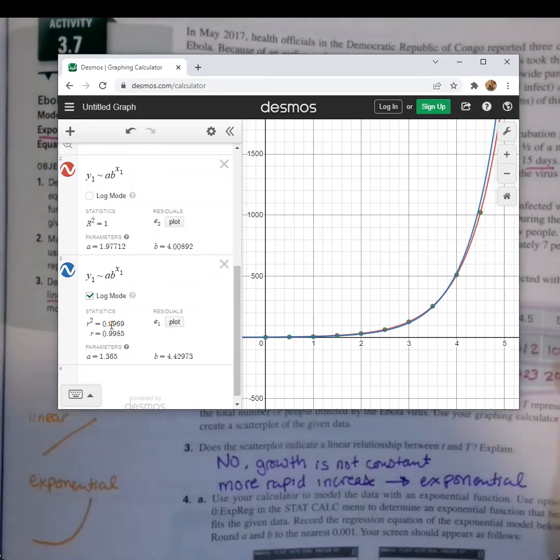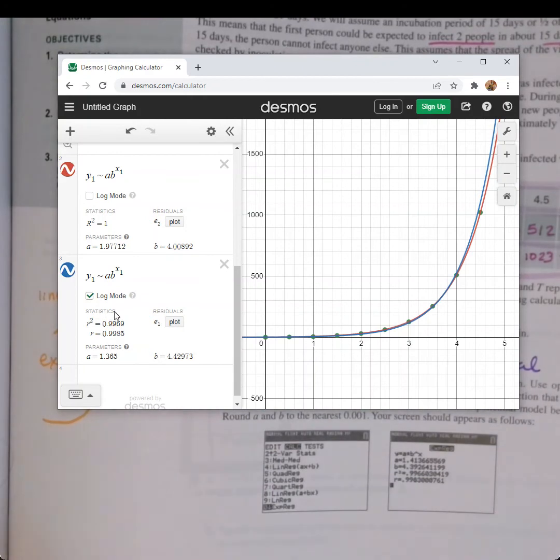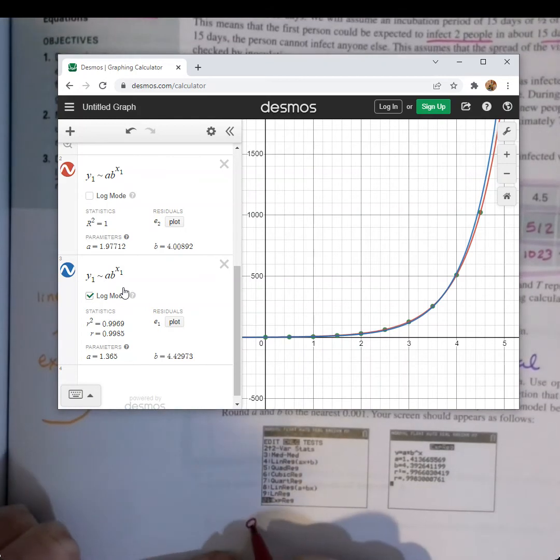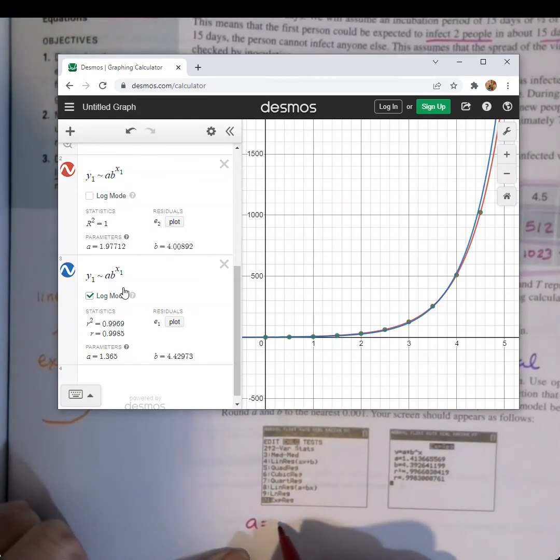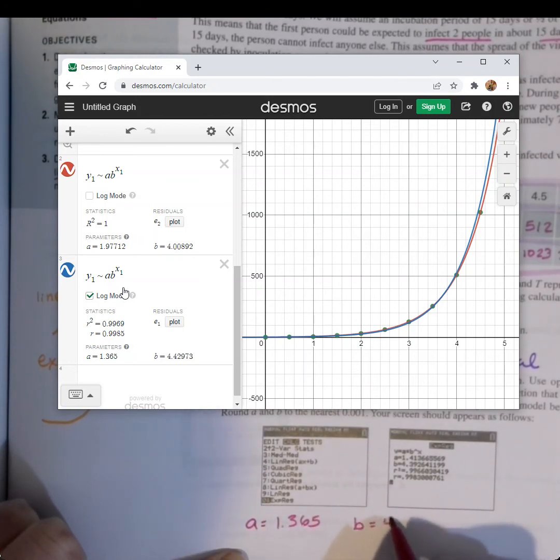So I'm going to note my model in log mode and write it down. I can see that my A value with the log mode box checked is 1.365 and my B value parameter with the log mode box checked is 4.42973.